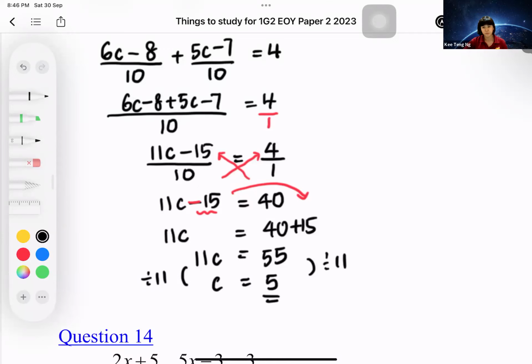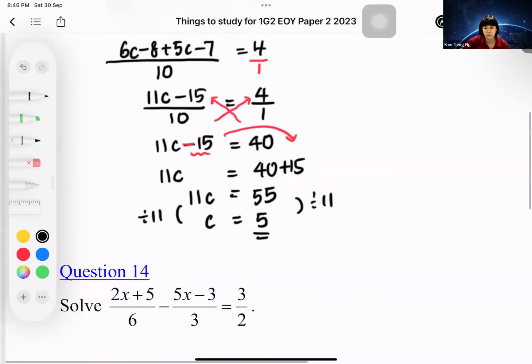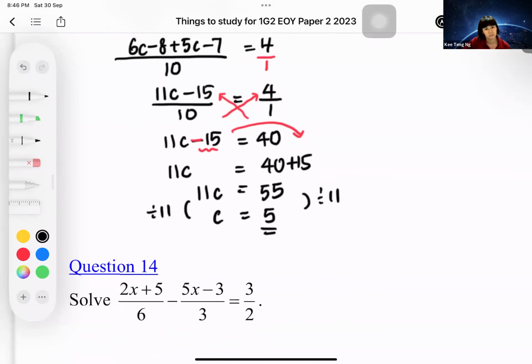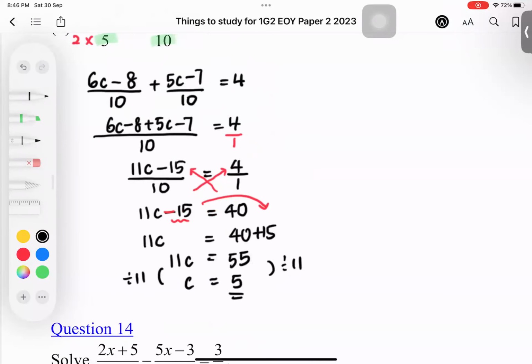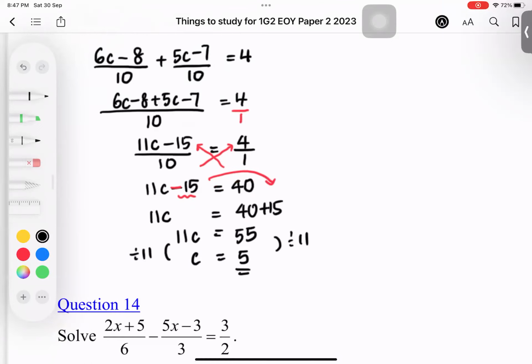Answer. Have you gotten the concept? So as long as there's one fraction on each of the different sides of the equation, the left-hand side and the right-hand side, I can do cross multiplication.